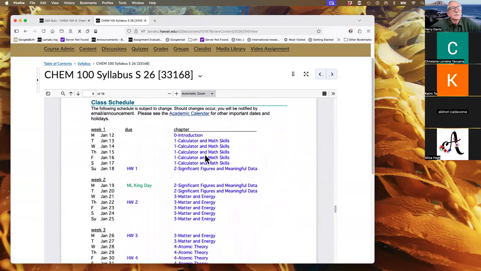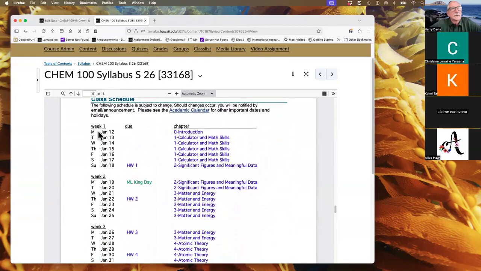So here's the class schedule. Here's today. So right now you're doing very well. You're all caught up. So the first homework is due on January 18th. Okay. And so that's on the introduction and on calculator and math skills, which is a fairly big chapter, by the way.